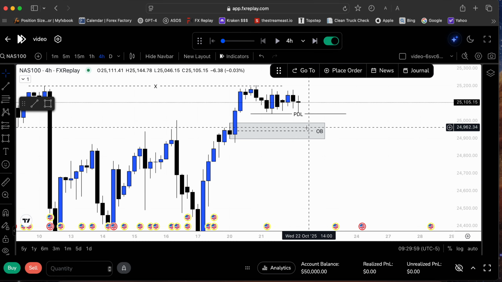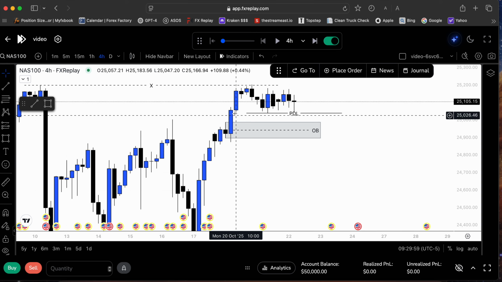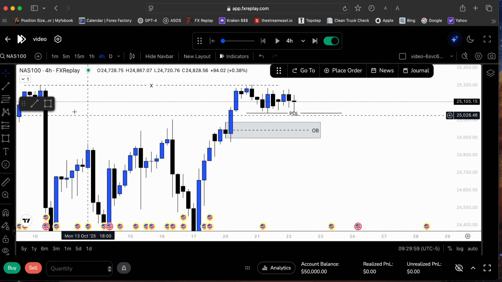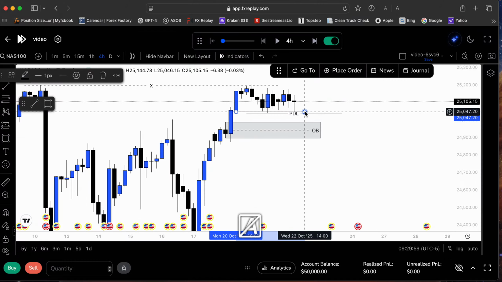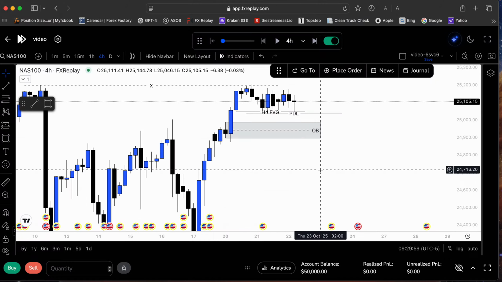We have the previous day low marked. We have another H4 FVG, but it really aligns with the previous day low. Just for the hell of it, I will go ahead and mark that up as well, so we don't miss anything. H4 FVG.